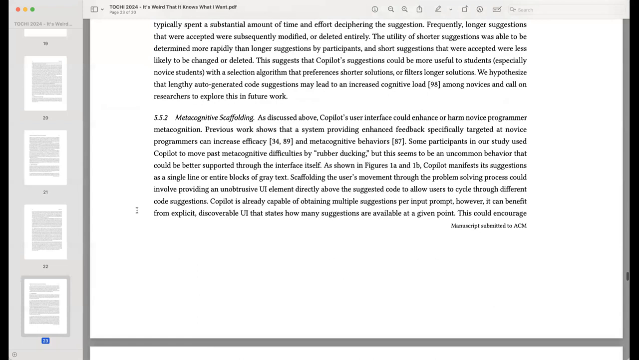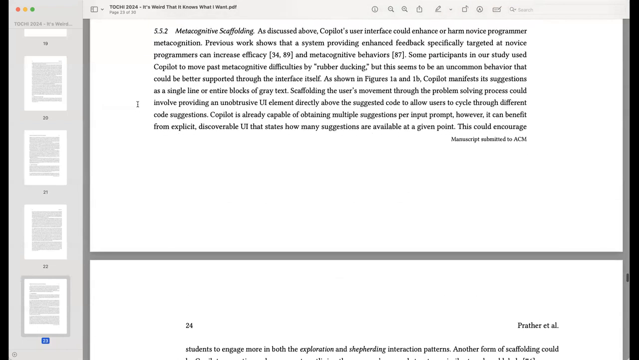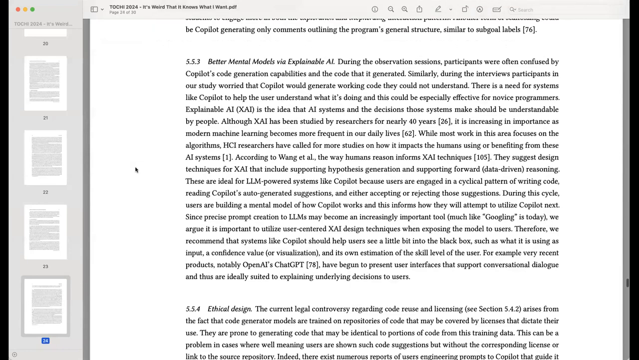We also think that these tools could have the potential to provide some metacognitive scaffolding to users, and that might involve some kind of unintrusive UI element directly above the suggested code to help them cycle through different code suggestions and help that exploration component that has been noted in other literature.